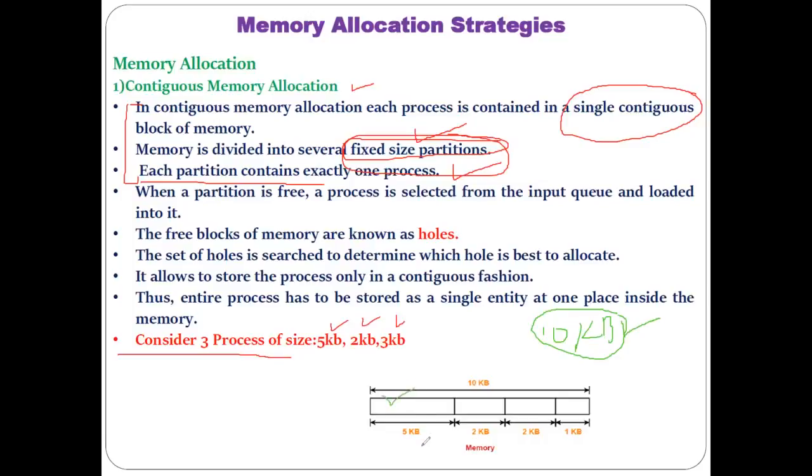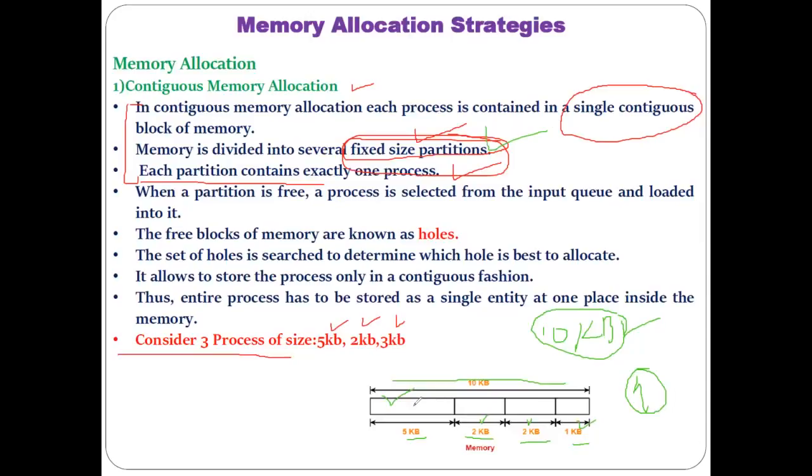This is one partition of size 5 KB. This is the second partition of size 2 KB. This is the third partition of size 2 KB. And this is the last partition of size 1 KB. This whole 10 KB of memory is pre-divided into fixed partitions. How many fixed partitions are there now? 4 fixed partitions. Understood? Now there are 4 holes, or 4 blocks, or 4 cells of the memory.